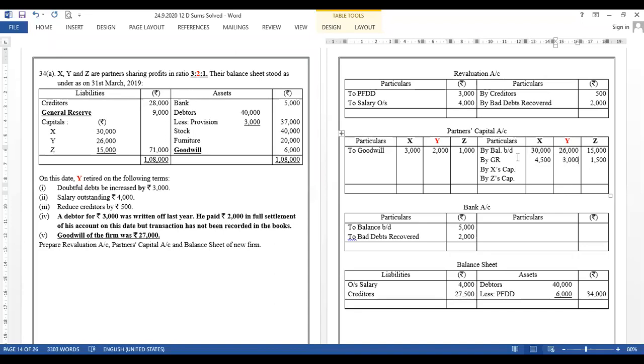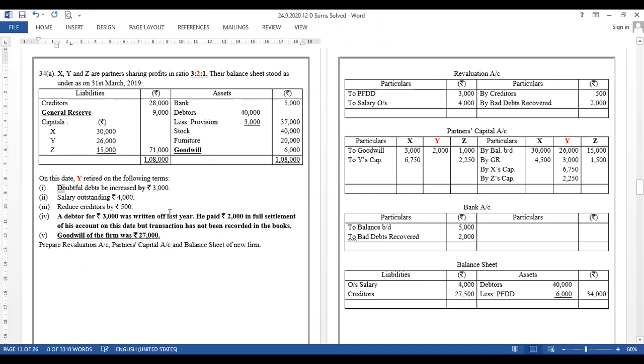9,000 in the ratio of 3:1. 6,750 and 2,250. Very good. So over here, to Y's capital. X gets 6,750 and Z 2,250. Okay, so we are done with the effect of goodwill over here. So we are done with these adjustments.